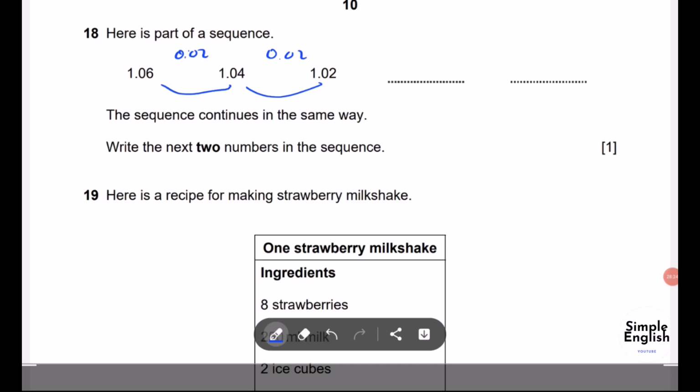So the next one must be 1.02 minus 0.02, right? That must be 1.00. And then we take 1.00 minus 0.02. So the last one is 0.98.